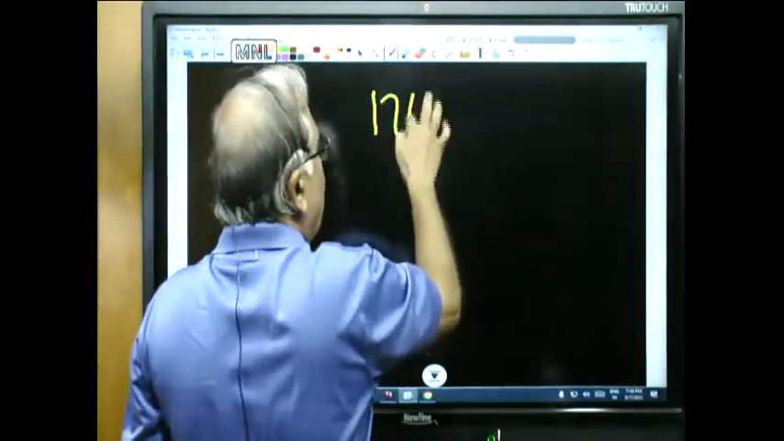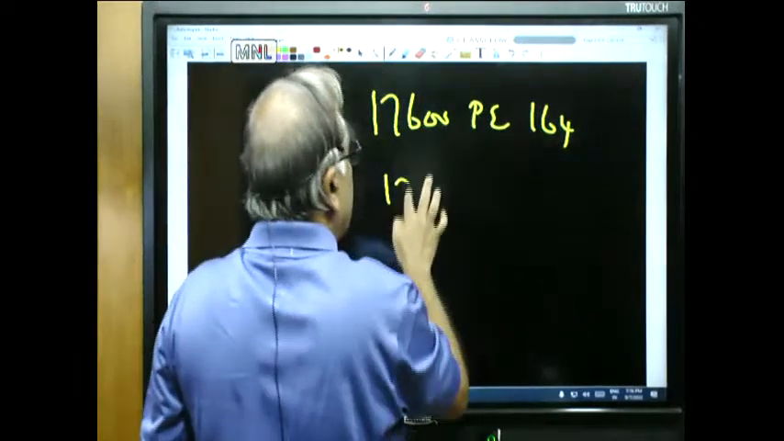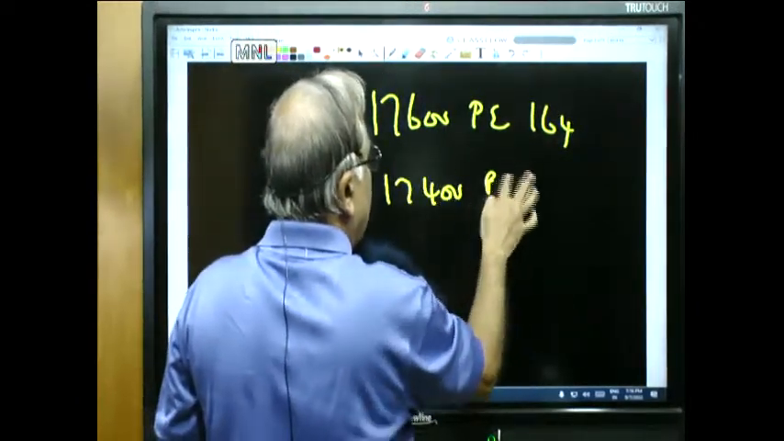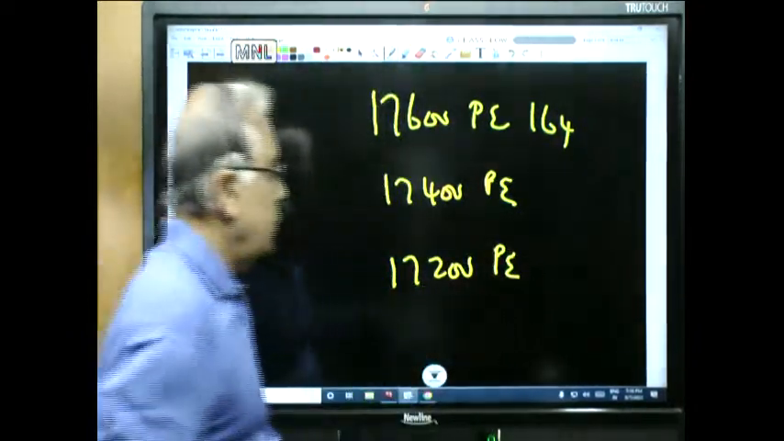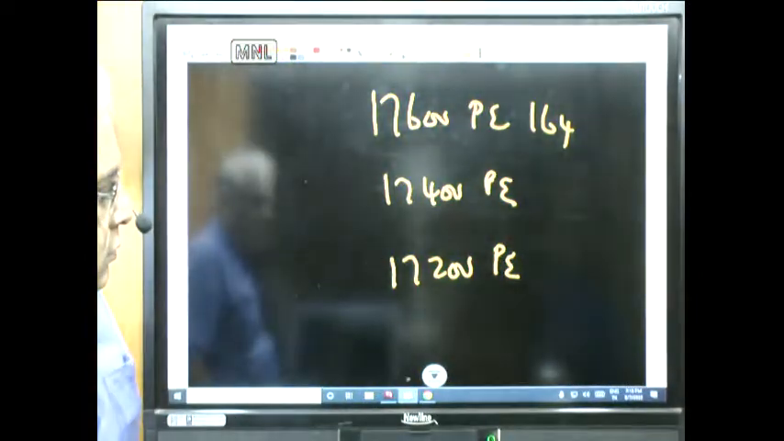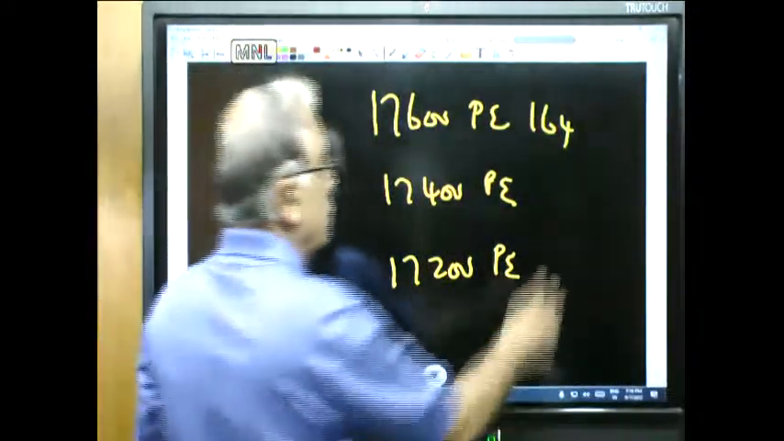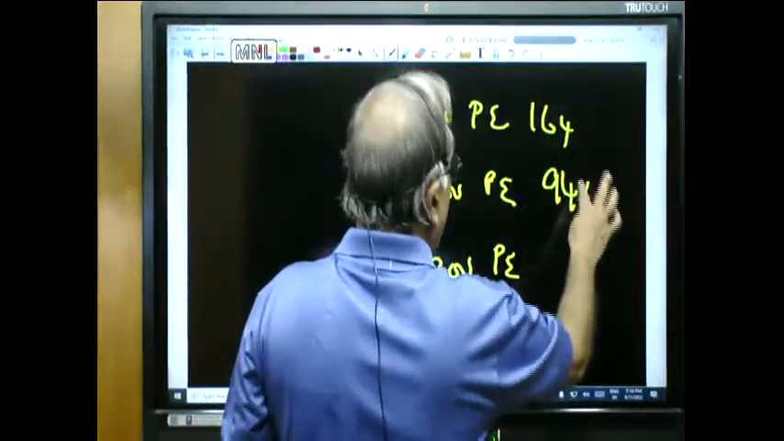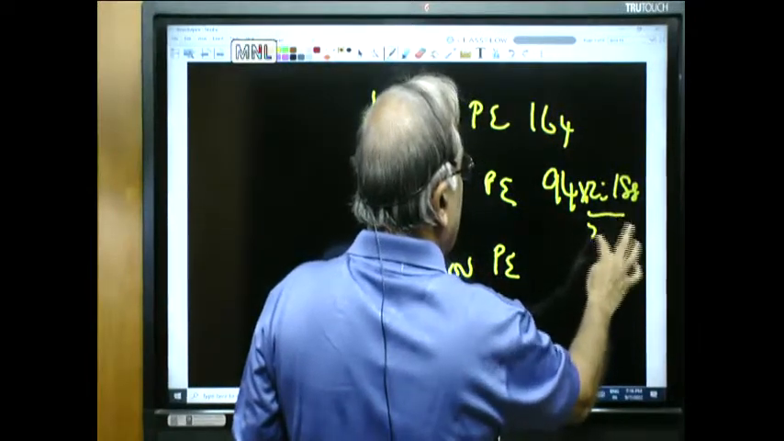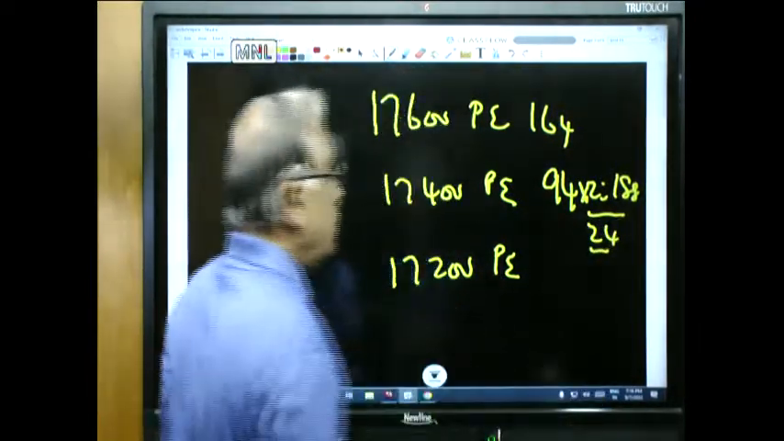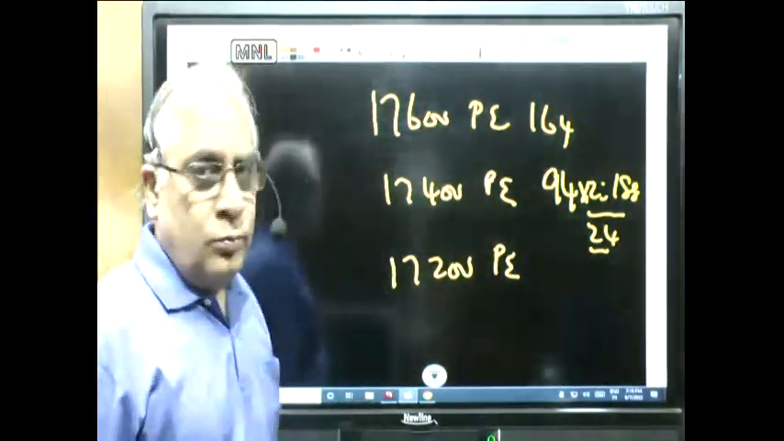The 17.6 put is 164. The 17.4 put and 17.2 put is what we are going to see. 17.4 is 94. So this we are going to do 2 times, that means 188. So up to this we are getting 24 rupees credit. And our break-in is going to be below 17.2.